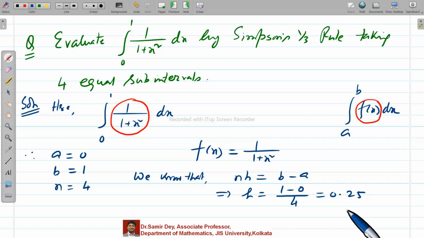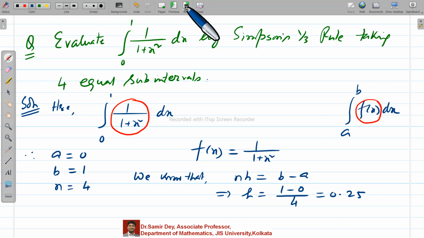So this is all about the first step. First step means first you write down your definite integration part, from where we can identify what is your a, what is your b, what is your n, what is your h, and what is your function. Clear? Now it is clear to all of you. So first step is over. Now come to the second step. What about the second step?